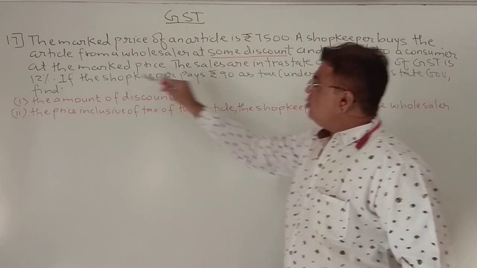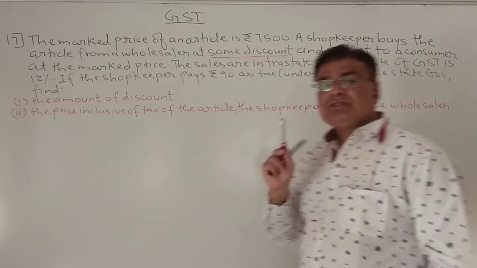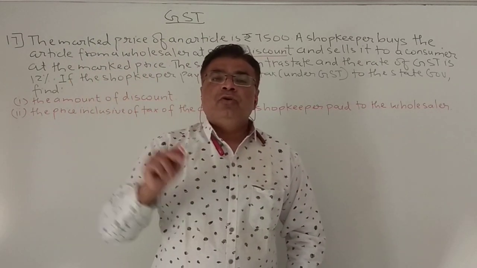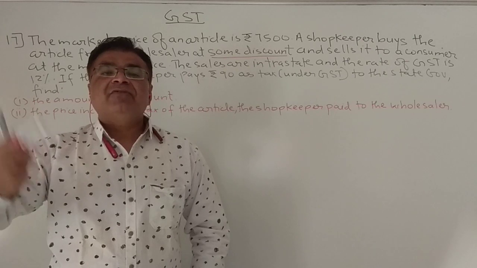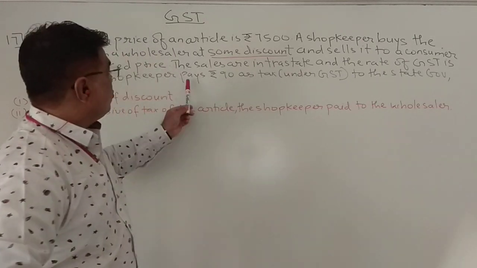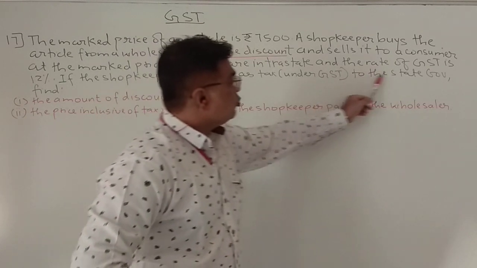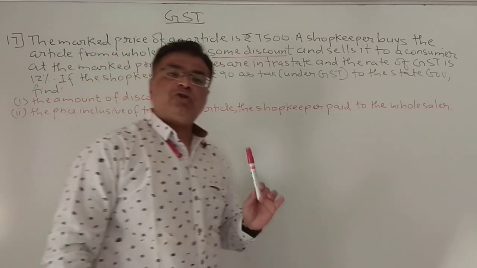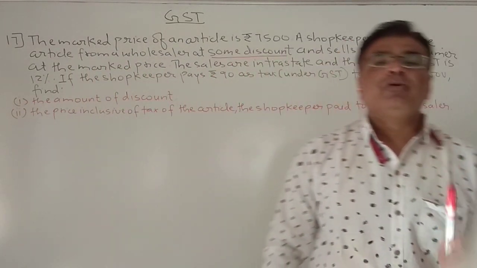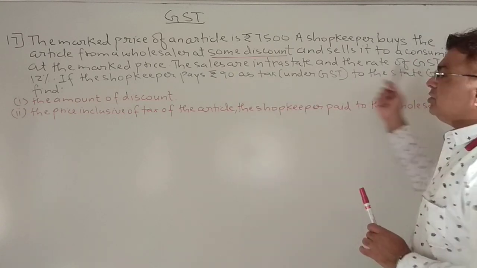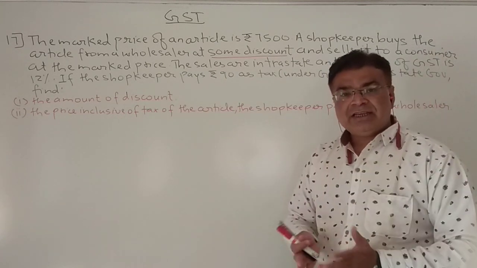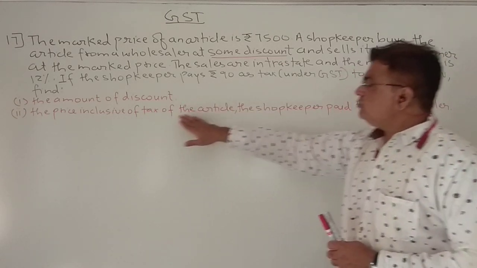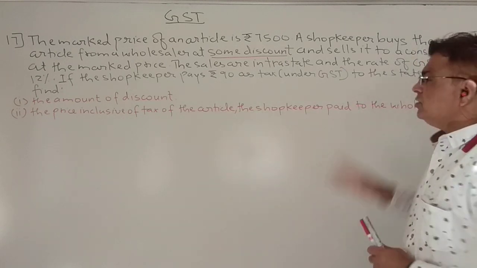Now the shopkeeper pays rupees 90 as tax. Students, it is an intrastate transaction, so half part will be paid to the state government and half part to the central government. Is this 90 rupees paid to both governments? No, to the state government. So rupees 90 is the net tax payable by the shopkeeper, given to the state government. From this whole thing, two things we have to find: the amount of discount and the price inclusive of tax of the article the shopkeeper paid to the wholesaler.